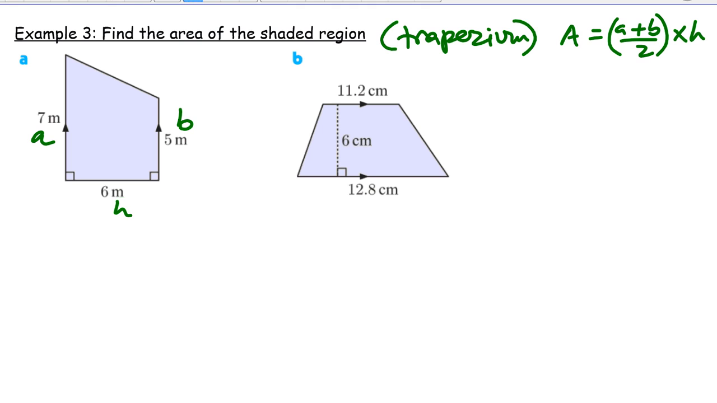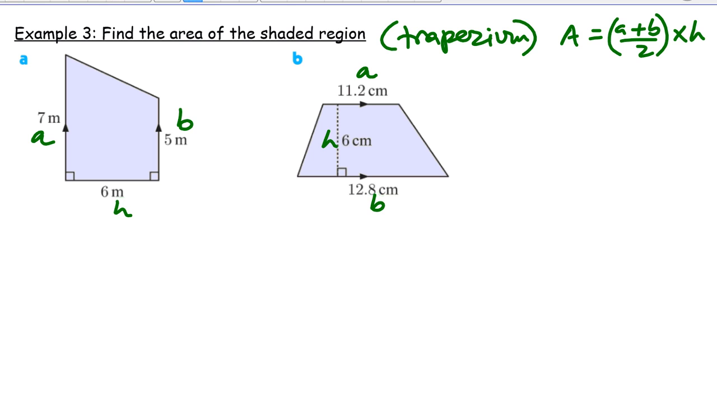Now, remember, A and B here are the parallel sides. So you can choose A to be 5, B to be 7, or A as 7, B to be 5. It doesn't matter. Remember, you just add them up. And as well here, we can choose that as our A, that's our B, and this as our height.